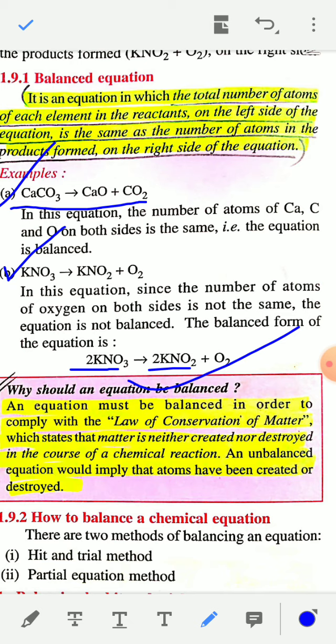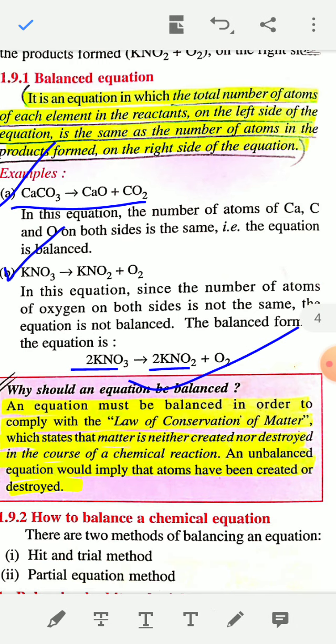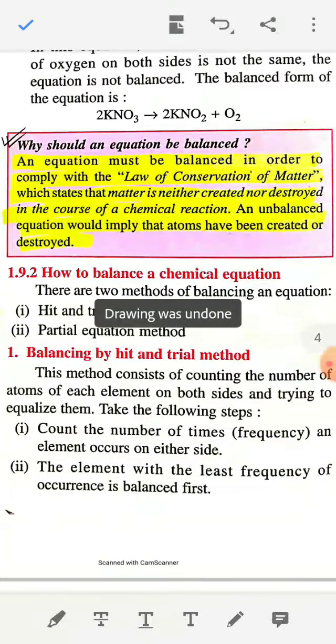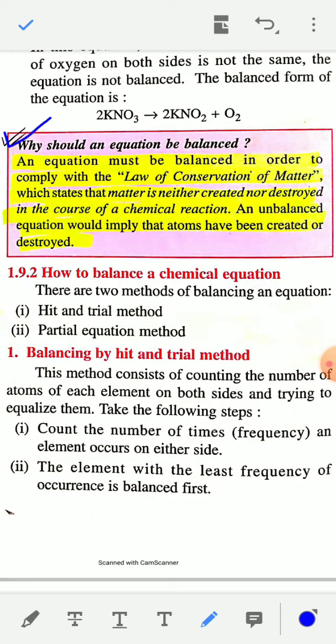Now calculate the number of each atom on both sides of the equation, then you will see that the number of each atom on both sides of the equation becomes the same. Now the question is, why should an equation be balanced? Why should a chemical equation be balanced?